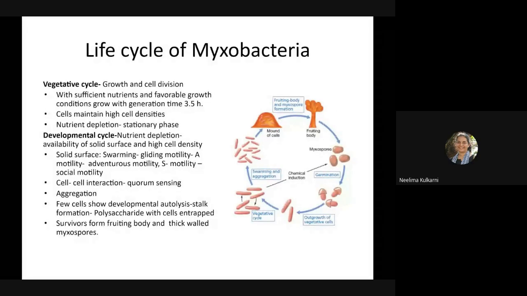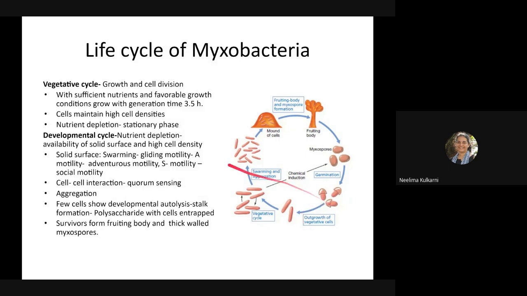Now about the life cycle of Myxobacteria. So I told you that it shows two phases. The vegetative cycle, when ample nutrients are available, they can grow either saprophytically, or they can go in a predatory manner, wherein they are going to feed on other bacteria, lyse other bacteria, and feed on the nutrients released by lysis of these bacterial cells.